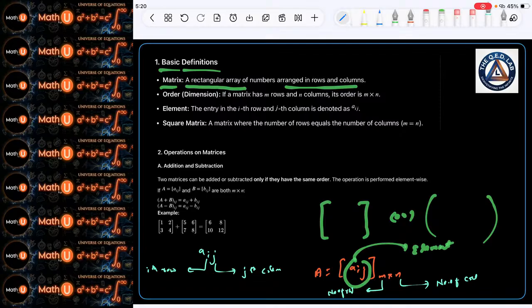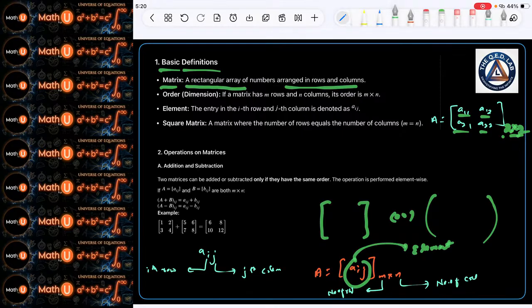For example, consider a matrix like this: a11, a12, a21, a22. Here, how many rows? If you count horizontally, how many lines can we draw? 2, right? That means 2 rows. Similarly vertically, how many? 2. That means a 2 by 2 matrix, 2 rows and 2 columns. And a11, a12, a21, a22 are called the elements of the matrix.